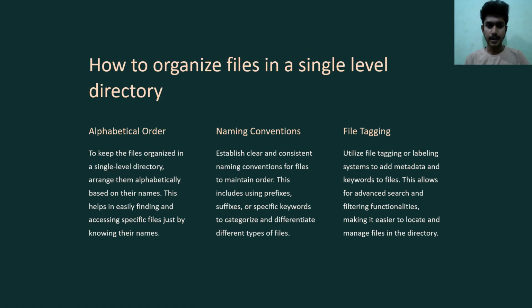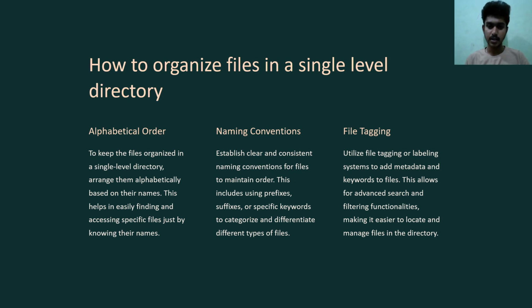How to organize files in a single level directory. Alphabetical order, naming conventions, file tagging. Firstly, alphabetical order. To keep the files organized in a single level directory, arrange them alphabetically based on their names. This helps in easily finding and accessing specific files just by knowing their names.